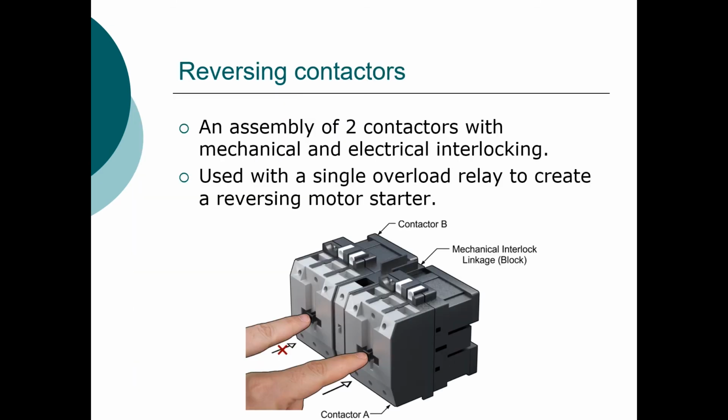A special type of contactor that we have is called the reversing contactor. And these are actually 2 individual contactors that are joined together, and between the 2 we have a mechanical interlock. We don't want both of these to be energized at the exact same time, so the mechanical interlock actually blocks the armature from moving. So if I have one contactor energized, the second contactor cannot be engaged.